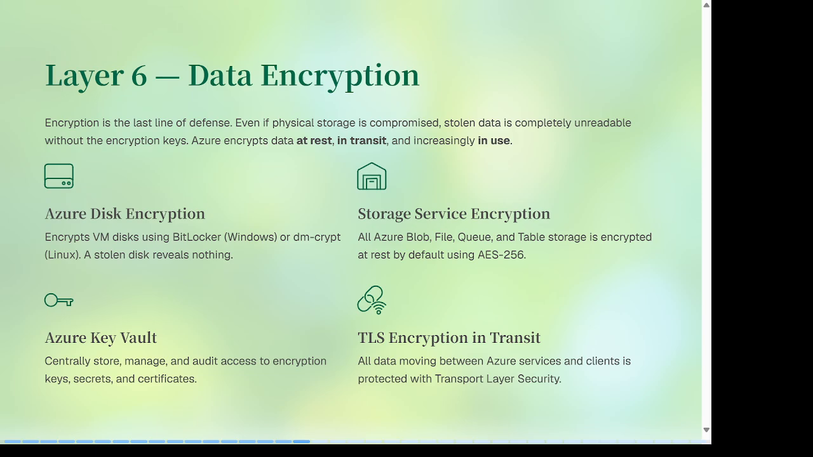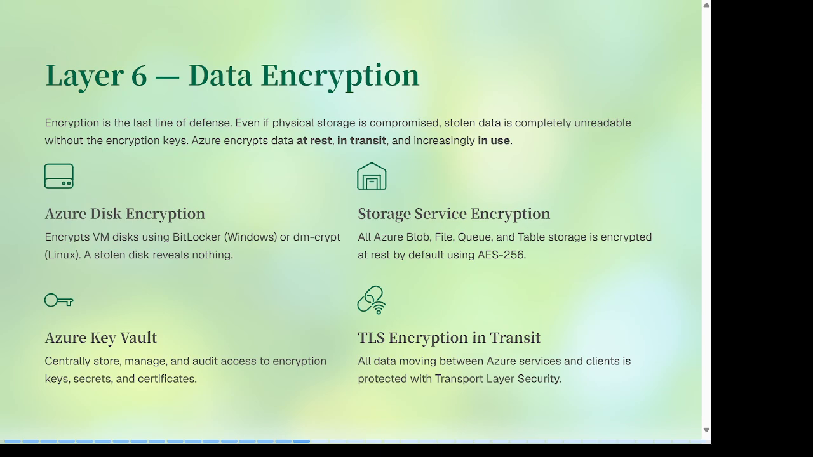TLS encryption in transit. Whenever data travels between users and Azure, between Azure services, or across networks, it is protected using Transport Layer Security (TLS). This ensures that even if data is intercepted in transit, it cannot be read or modified.